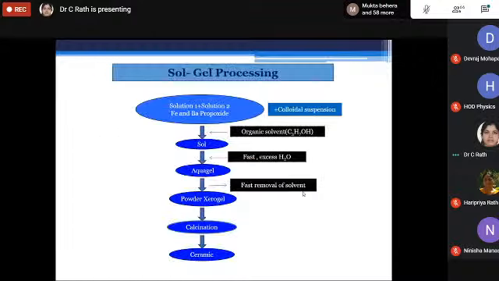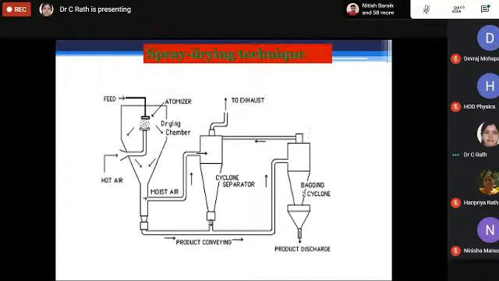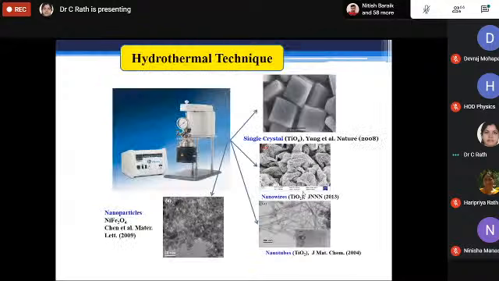We have mostly used co-precipitation techniques, sol-gel technique, precursor, and spray drying I don't use, but hydrothermal. Hydrothermal is a very good technique where you can have an autoclave, and inside this chamber you can vary the pressure and the temperature as well. This is the instrument where you can have different temperatures up to 350. We can vary it in the hydrothermal autoclave.